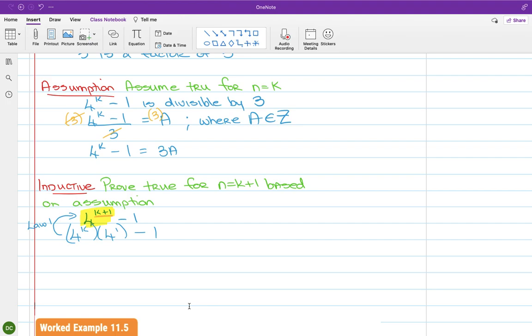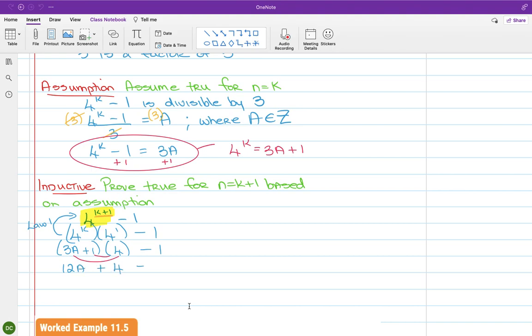Now, if I rearrange this, I get 4 to the k equals 3a plus 1. So if I add 1 here and add 1 here, and then I'm going to use that down here. So instead of 4 to the k, I'm going to put in 3a plus 1. 4 to the power of 1 is just 4, and then minus 1. And then I'm going to multiply this. So that is 12a plus 4, and then minus 1, which is 12a plus 3.